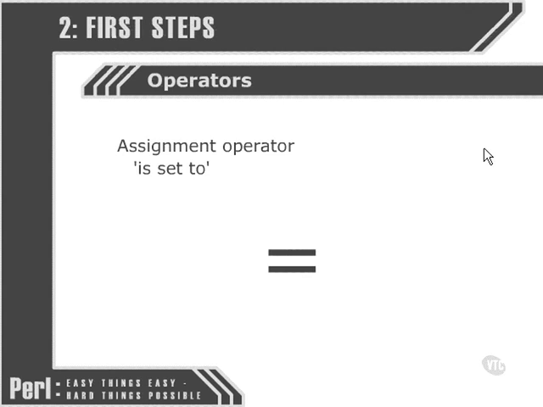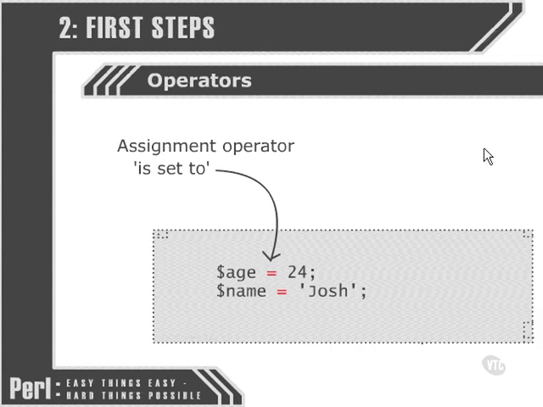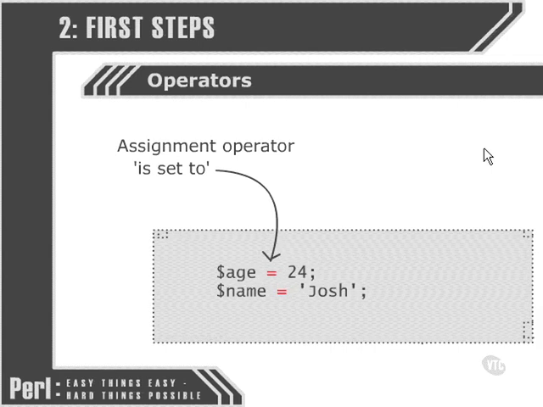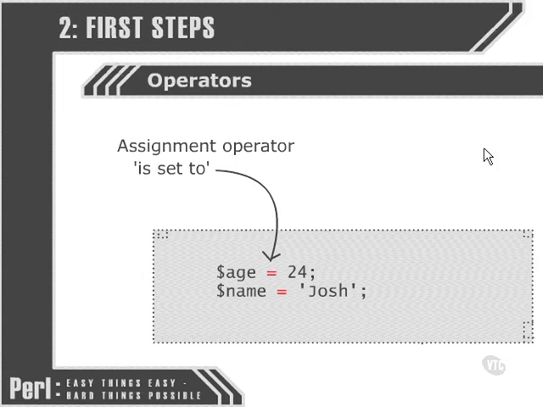The first operator, one we've already run into, is the assignment operator. Now it looks like the equal sign that we're used to from mathematics, but in the case of programming languages such as Perl, we refer to this as "is set to". In these instances, the variable age is set to 24 and the variable name is set to Josh. So what the assignment operator does is to take a variable and then set it to a certain value.